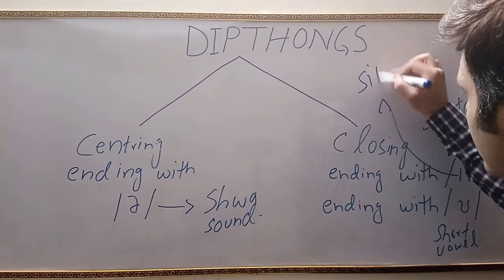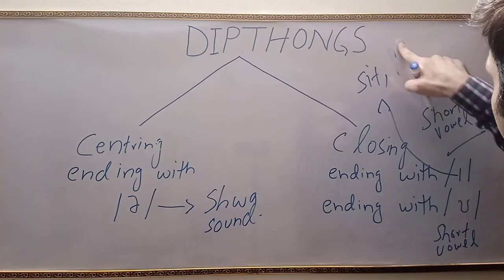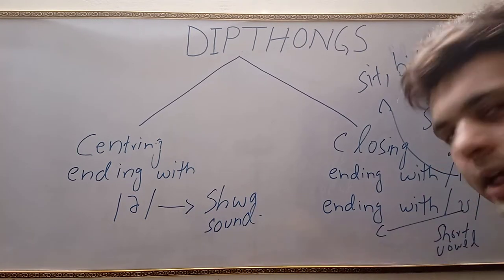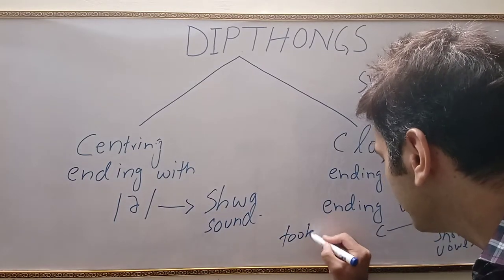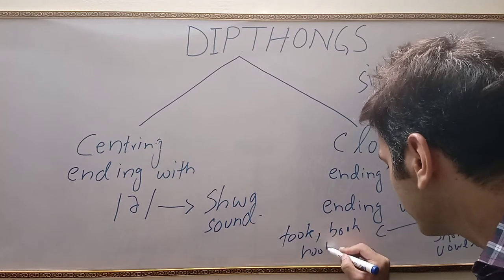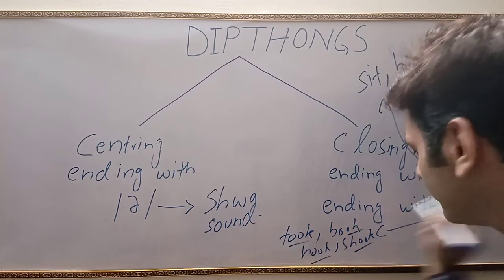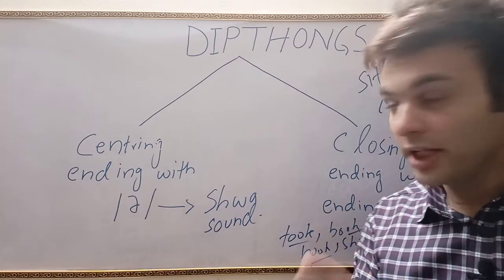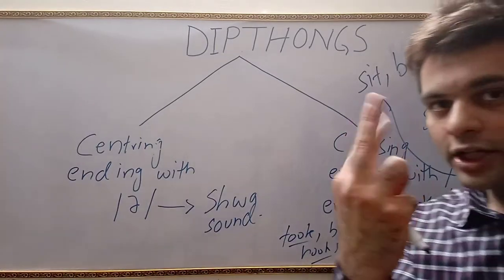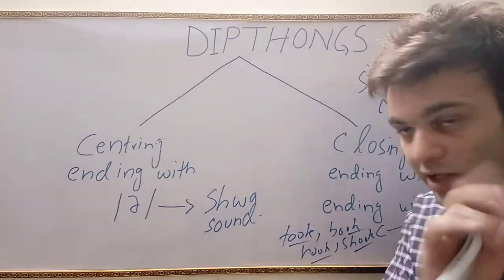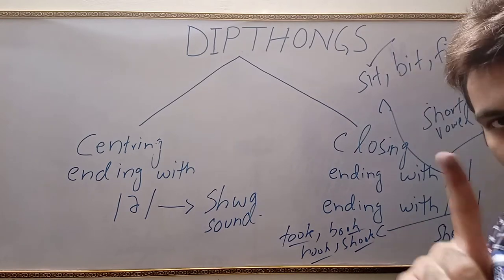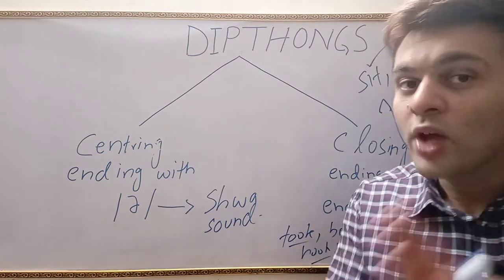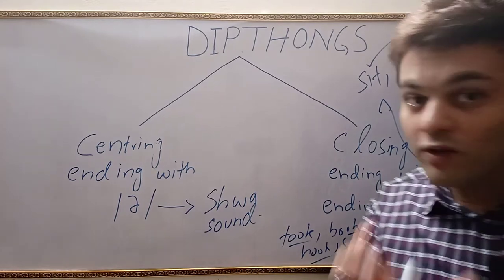This short vowel can be observed in words like took, book, hook, shook. Now this is something very much important. One ending with schwa, the centering; the closing ending with another vowel. There are two classifications, a further classification. One is ending with a short vowel and another ending with another short vowel. Now this is something that you need to remember before starting diphthong sounds. Now this was something very much important.